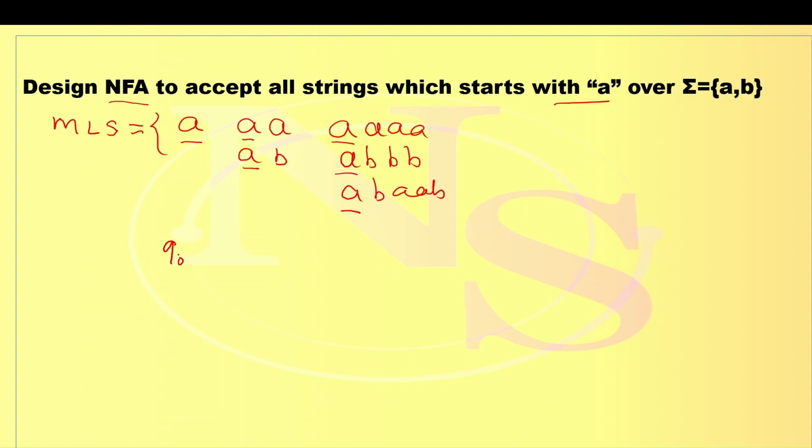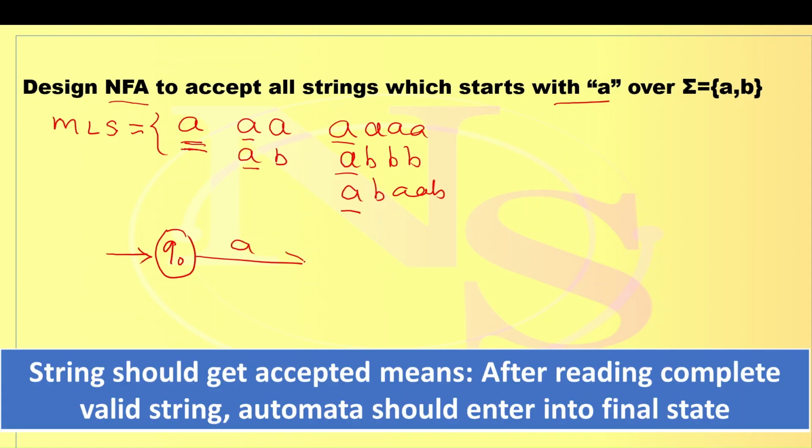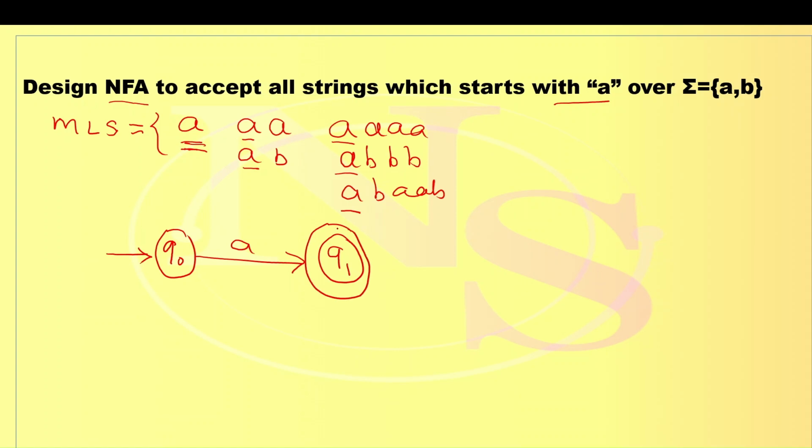Q0 is the starting state. The first string is A, which is the minimum length string. For this we are going to design the automata. This A should get accepted. It means that by reading A, the automata should go to the final state. So hence I am making Q1 a final state.